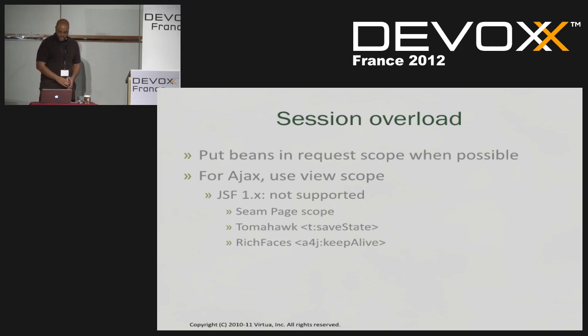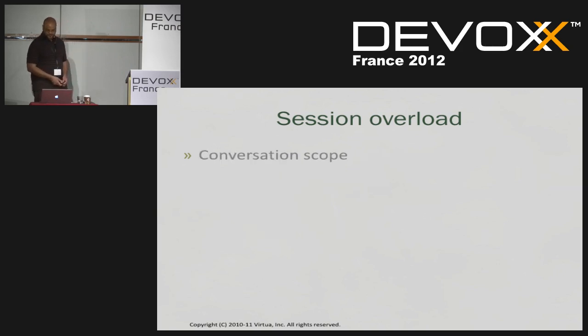If you're using JSF 1.x still, Seam has a page scope if you're using Seam 2.x. But also Tomahawk has the t:saveState component, which is very similar to the view scope in JSF2. And Tomahawk works with any component suite, so you can just throw it in there and use that one tag. That's the best thing about Tomahawk. It's MyFaces Tomahawk. It's an older component library, but it has some nice features in there. RichFaces has an a4j:keepAlive, which was popular in an older version of RichFaces. Okay, and that works very similar to the view scope in JSF2 as well. Okay, so there's other ways to do it if you're using JSF 1.x.